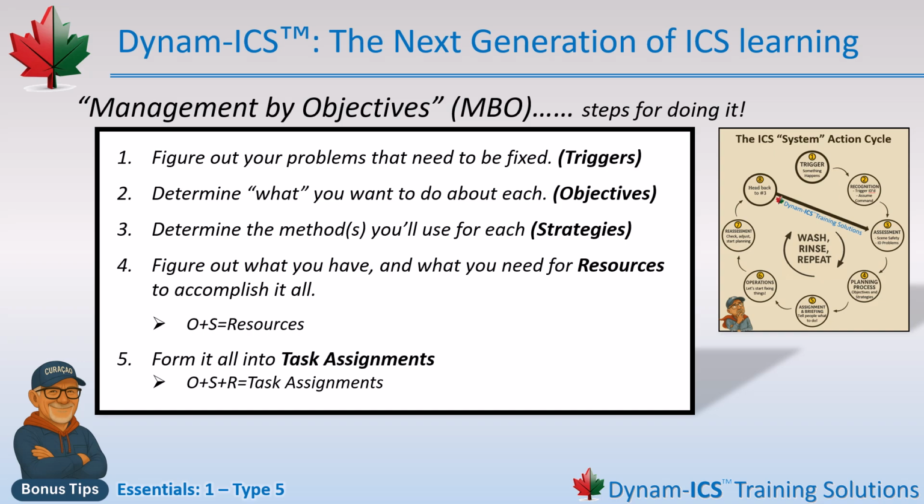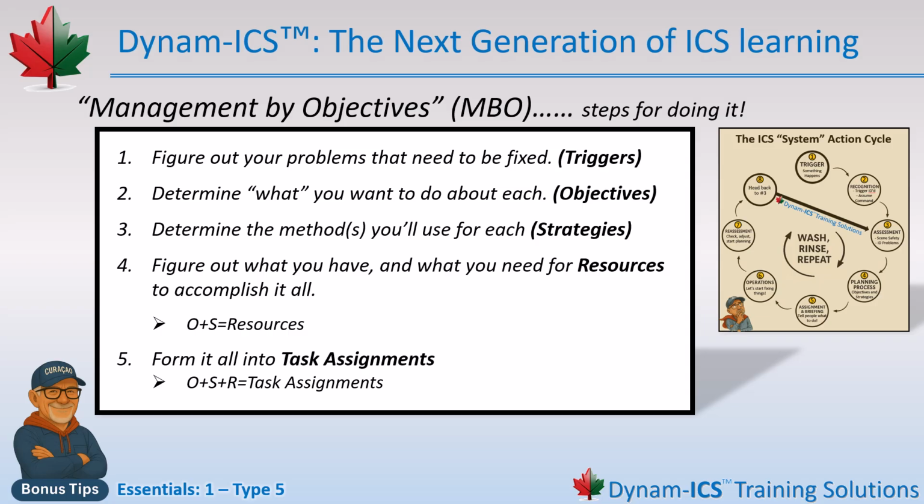Lastly, step 5, assignments and briefings. In order to assign tasks, you actually have to build, even if it's in your head, a solid task assignment. That's where you use O plus SR equals task assignments. Line up each objective, its strategies, and the associated resources, and your task assignments pretty much write themselves. Call in your resources, brief them on their specific assignment, and then cut them loose to get the job done.